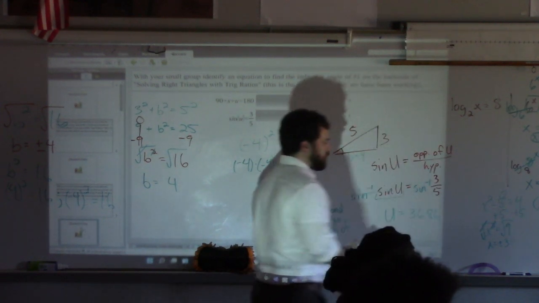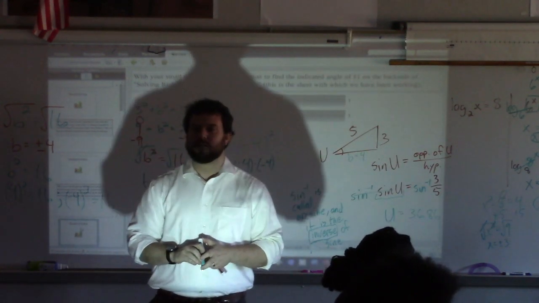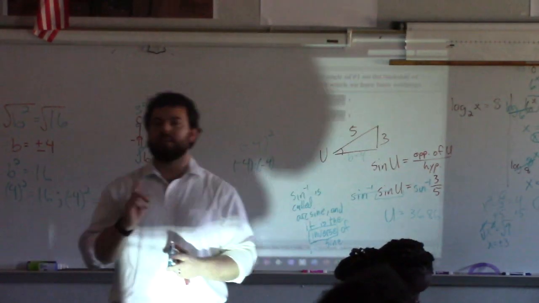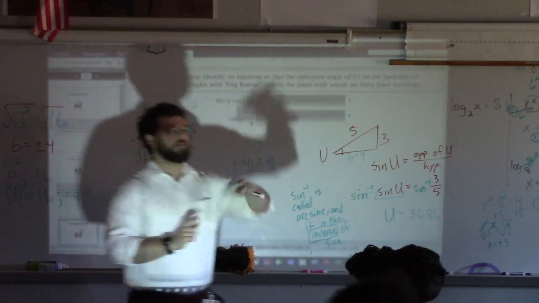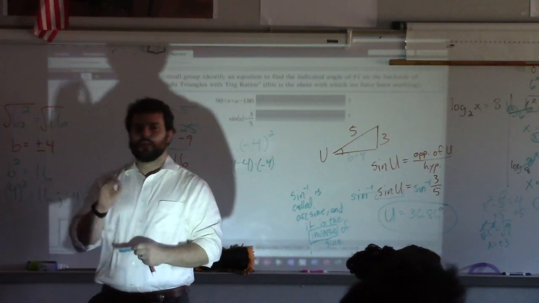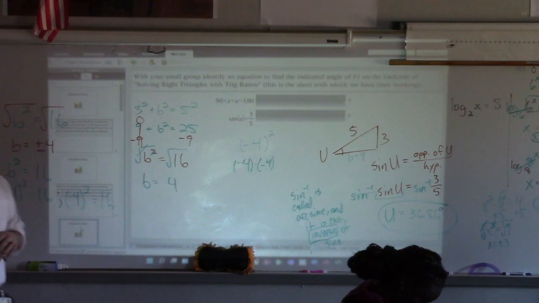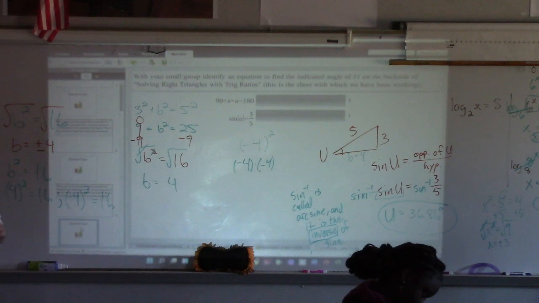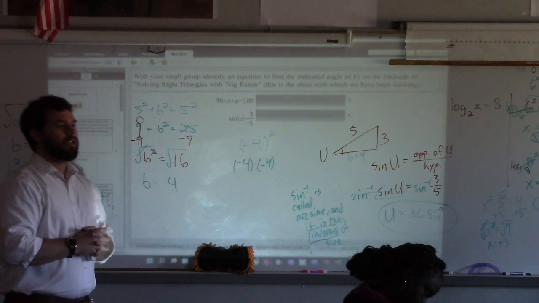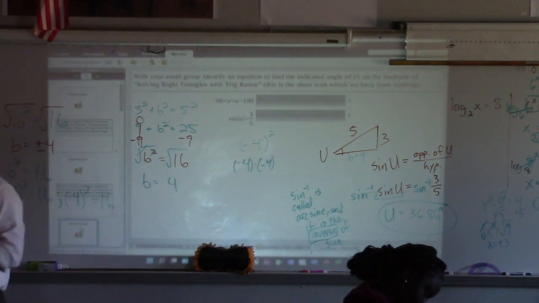36.86 what? Remember, this is the measure of an angle. Say it again. Degrees. U is 36.86 degrees. You good with that? So I need y'all to hear me very clearly. If you can set up your equation, you can use your inverses to solve like normal.